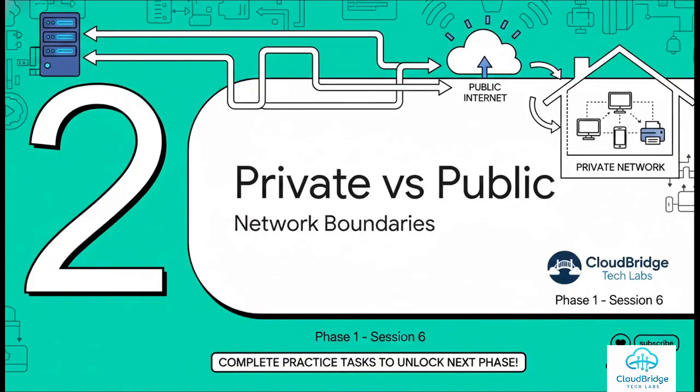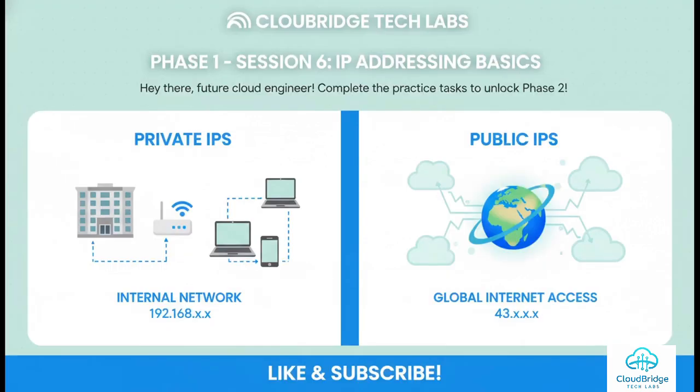Moving right along to section 2, private versus public networks. Let's look at network boundaries. This brilliantly illustrates a really strict boundary we have between local networking and global internet routing. On one side, we have private IPs. These are strictly for internal networks, like the devices connected to your home Wi-Fi or the internal servers humming away inside an office building. A classic example is 192.168.x.x. On the flip side, we have public IPs. These are the globally unique addresses used for actual internet access, like 43.x.x.x.